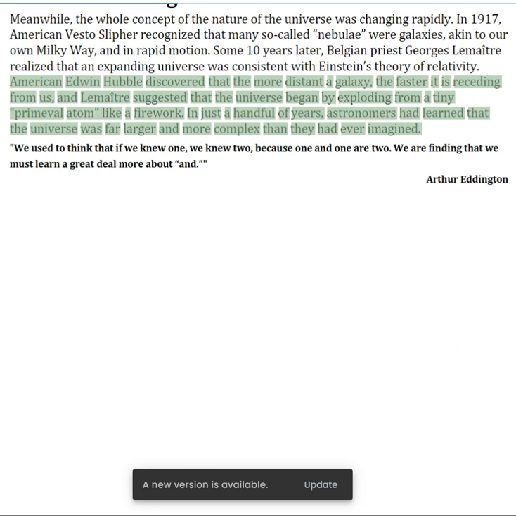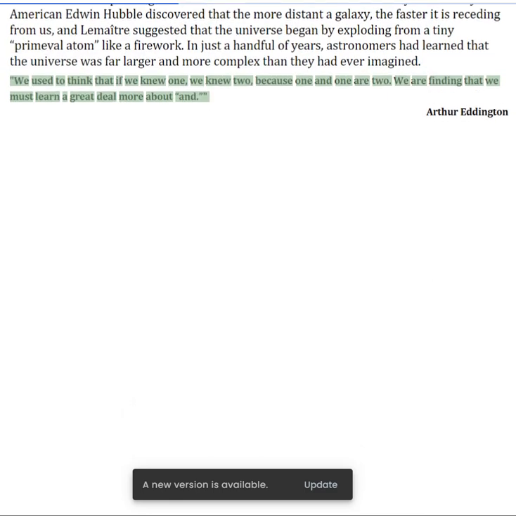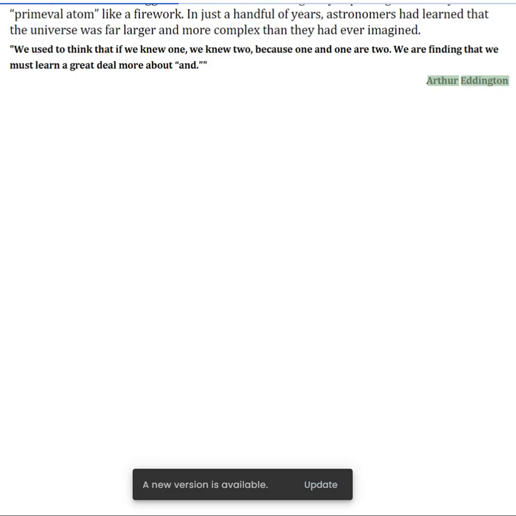In just a handful of years, astronomers had learned that the universe was far larger and more complex than they had ever imagined. "We used to think that if we knew 1, we knew 2, because 1 and 1 are 2. We are finding that we must learn a great deal more about 'and.'" Arthur Eddington.